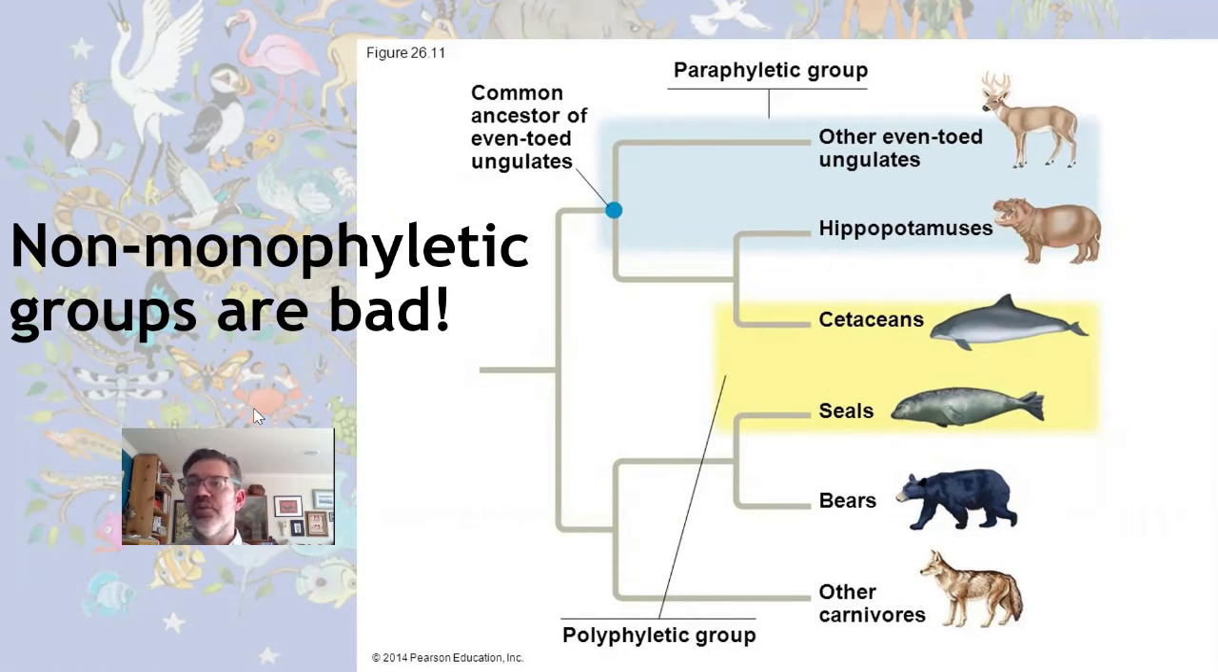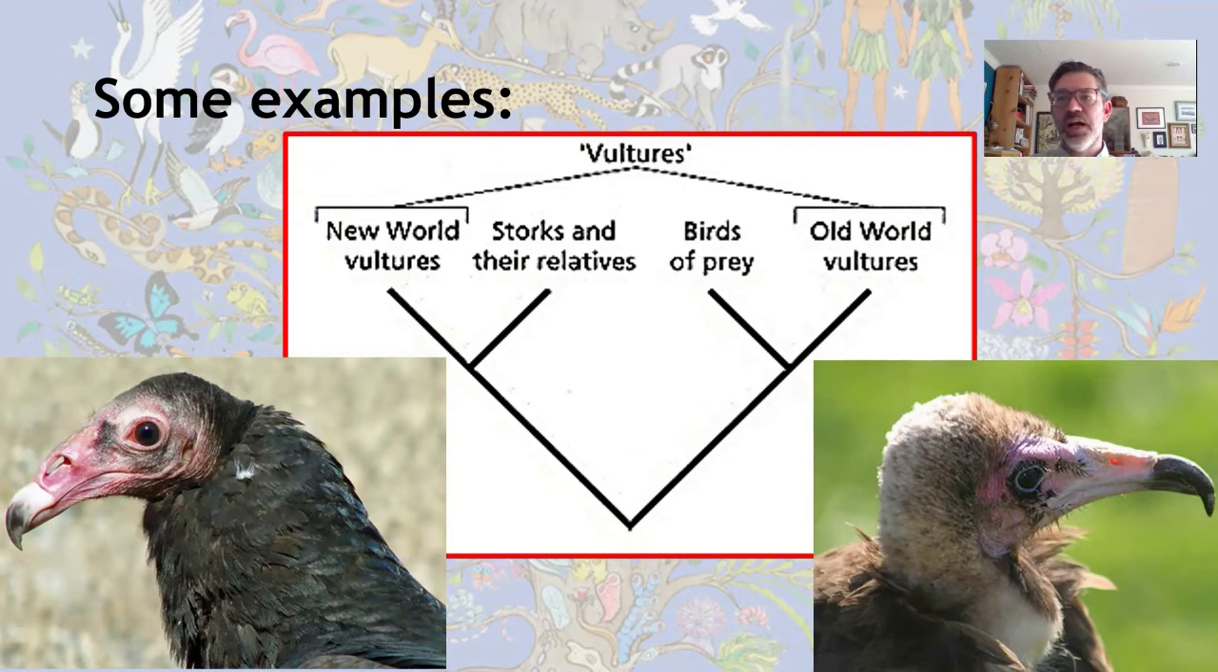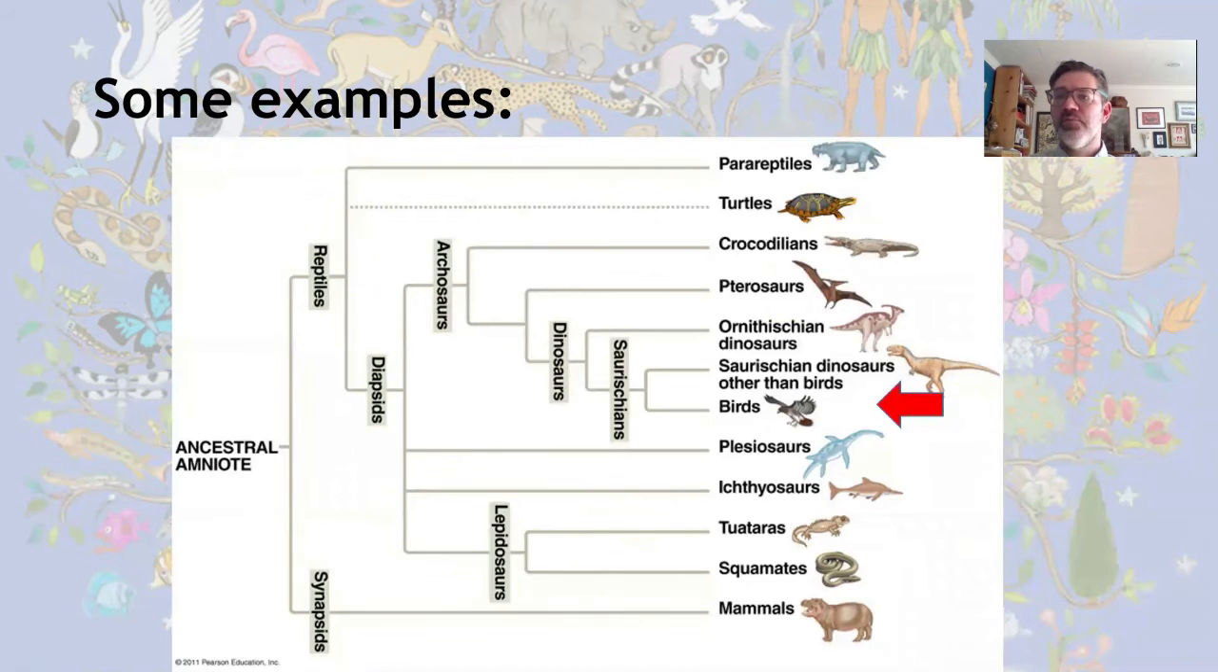A polyphyletic group is also bad because it excludes related taxa. In this example, whales and seals form a polyphyletic group because deer, hippos, bears, and dogs are not included. For example, vultures are a polyphyletic group that evolved by convergence. Vultures in the Americas are most closely related to storks, and African vultures are most closely related to eagles. And reptiles are paraphyletic because they do not include birds. Birds are clearly nested within reptiles.